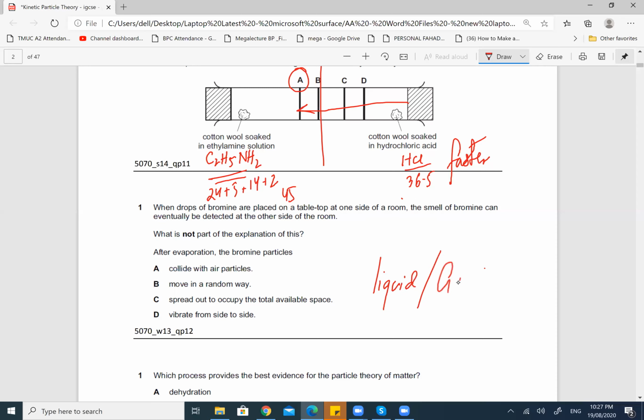So liquids vibrate from side to side? No, solids vibrate from side to side. Liquids and gases can slip and slide past each other. Liquids can slip and slide, and then gases can move freely.